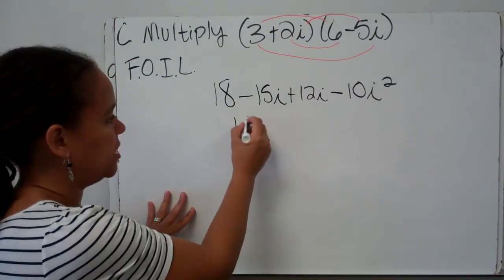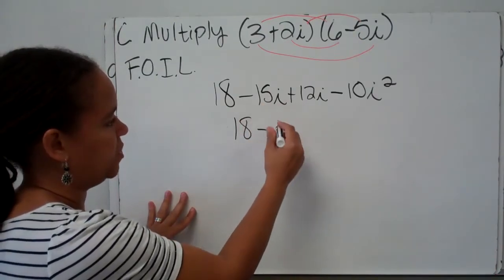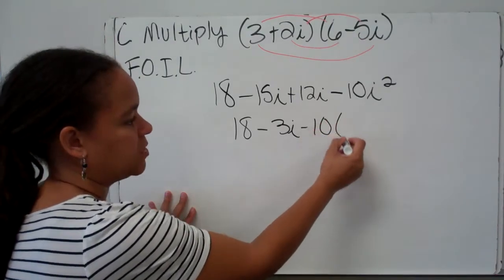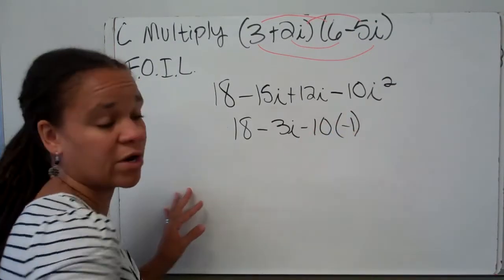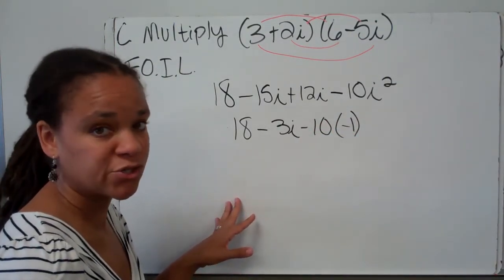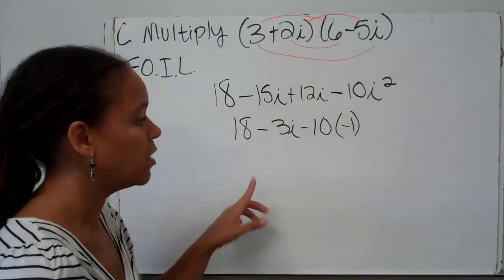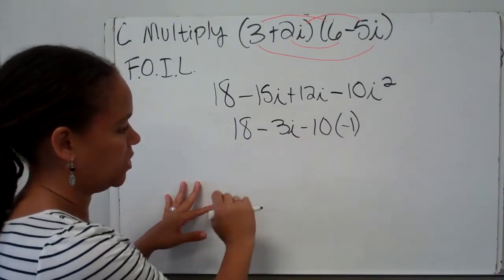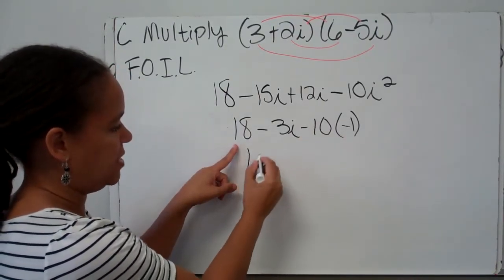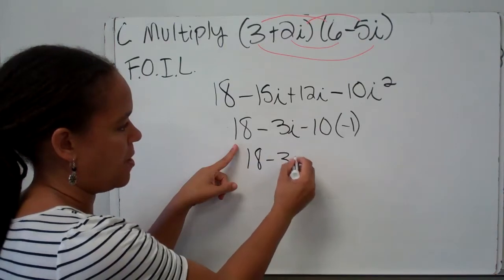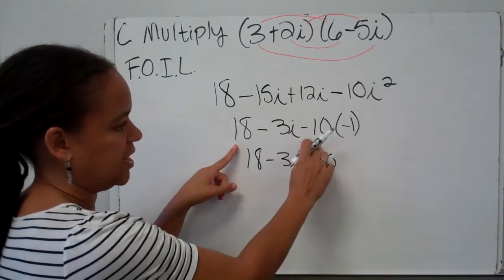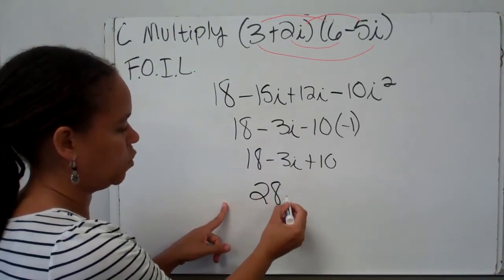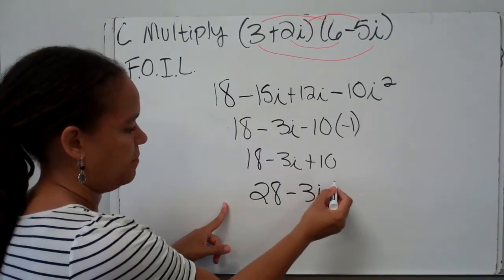So we should have 18 minus, combine these two, 3i, minus 10 times, don't forget, i squared is really just negative 1. And you must change it. You cannot leave it as i squared. You can have i, but you cannot leave it as i squared. So that really is just going to change the value. So I'm going to have 18 minus 3i plus 10, because the negative 10 times negative 1. So if I combine my like terms, my final answer will be 28 minus 3i.